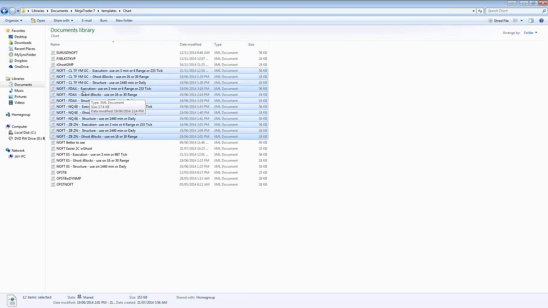And then we've got specific templates for the DAX, a joint template again for the NASDAQ and the Euro, and a joint template for the bonds. So I hope that answers your question.